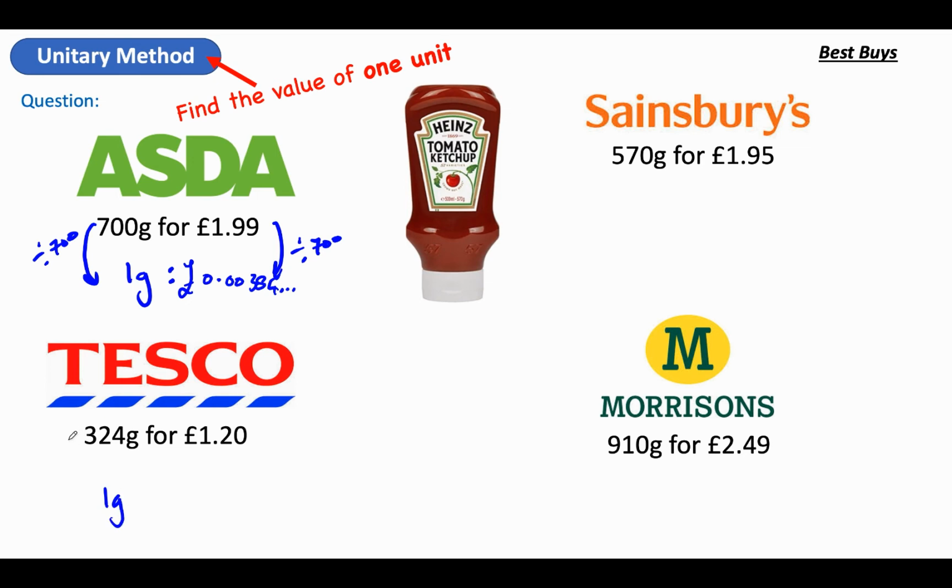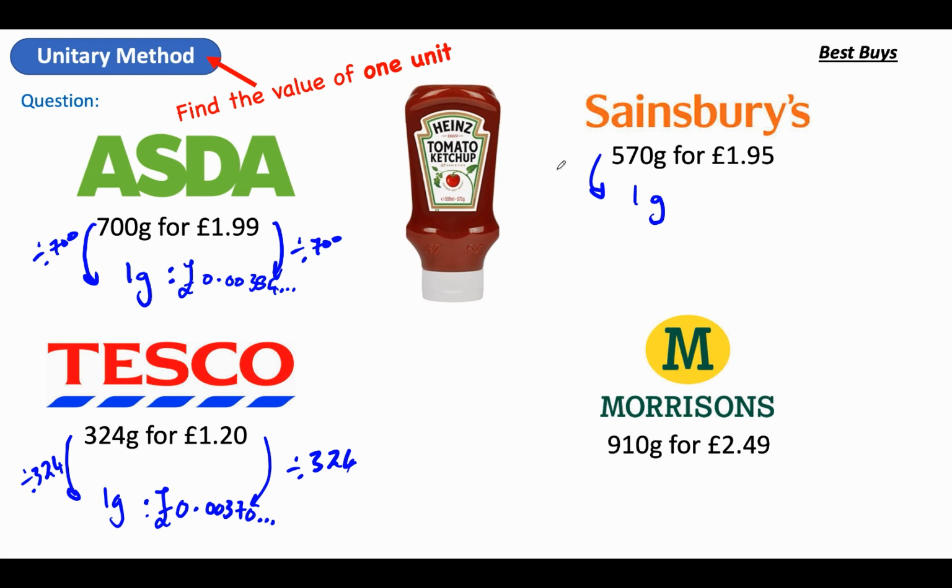Let's try the Tesco's one then. So I need to divide it by 324 because I want to find out 1 gram, how much that costs. Let's do that to both sides of my ratio. And let's find out how much it is per gram. £1.20, says pressing the wrong button. Divided by 324 is 0.00370, etc. per pound. Per gram, not per pound. Per gram, we're metric here.